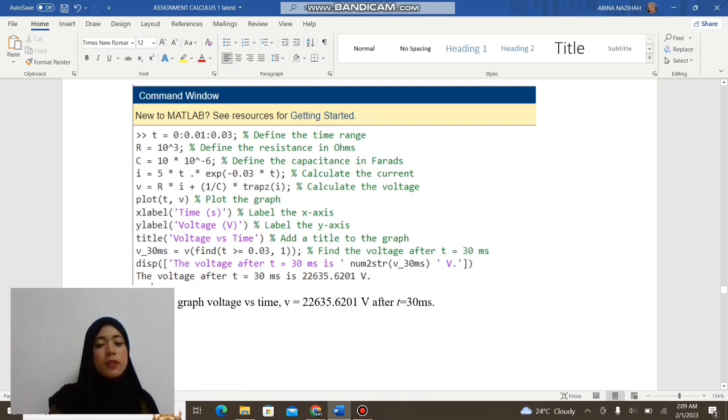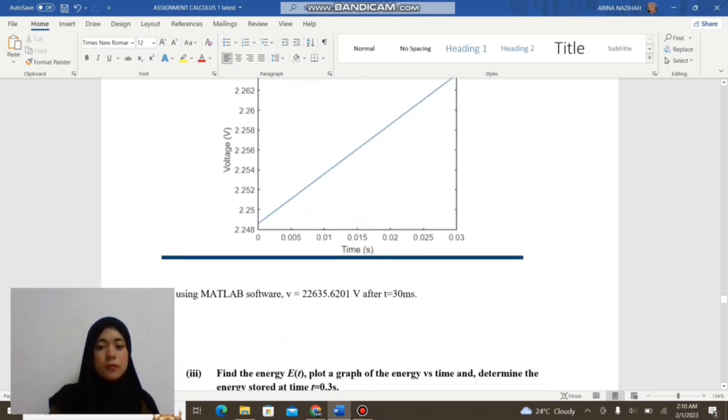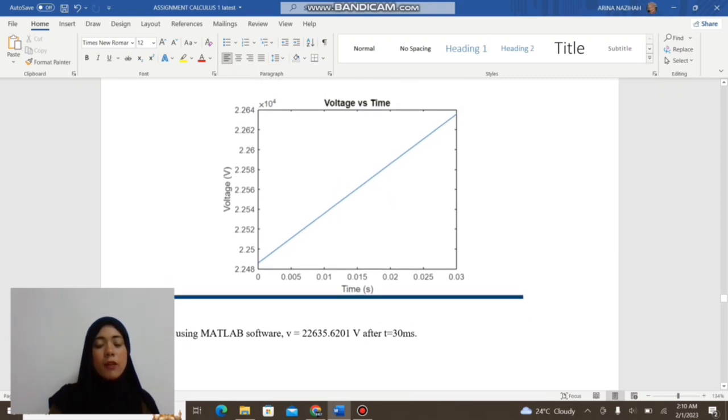From the graph of voltage versus time, V equals 22635.621 V after t equals 30 milliseconds. So this is the answer we got from the graph. Here is the graph. By using Matlab software, V equals 22635.6201 V after t equals 30 milliseconds.